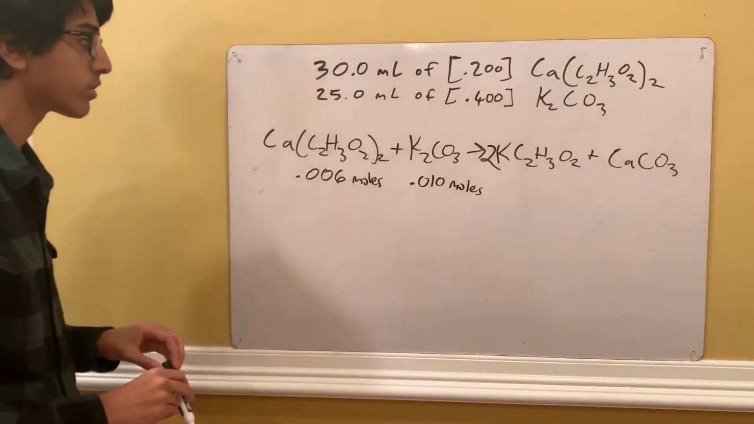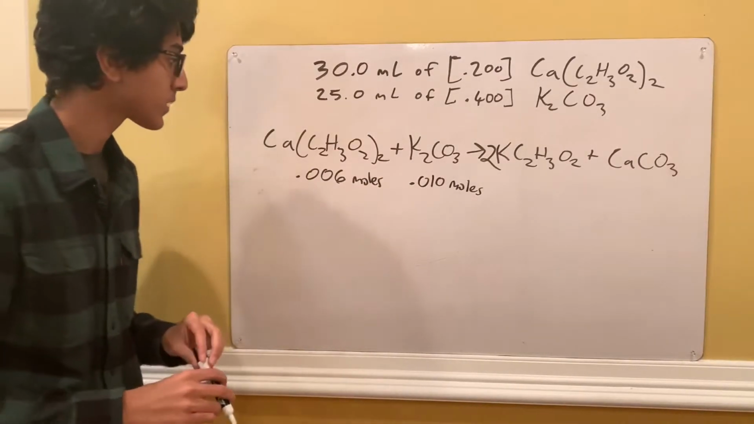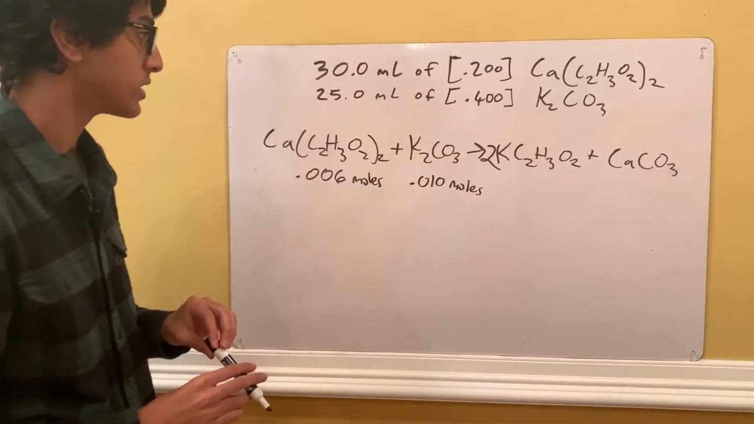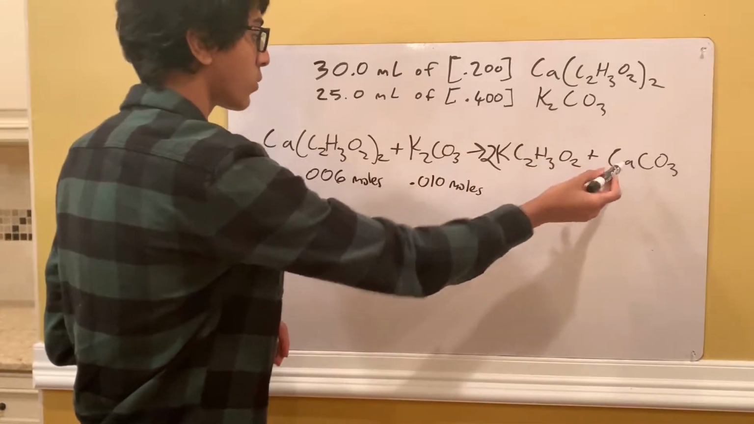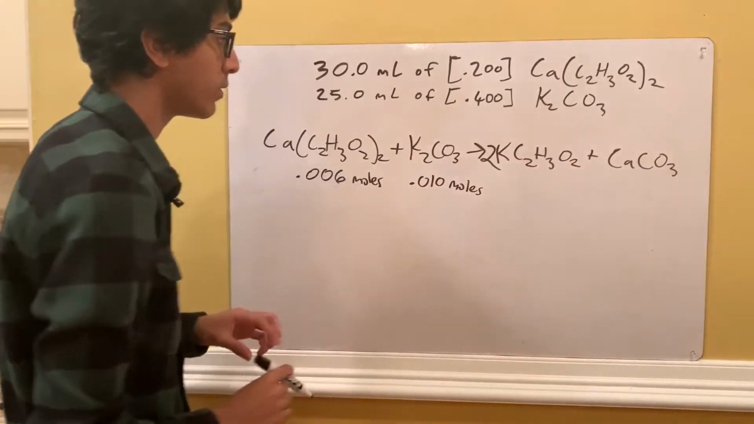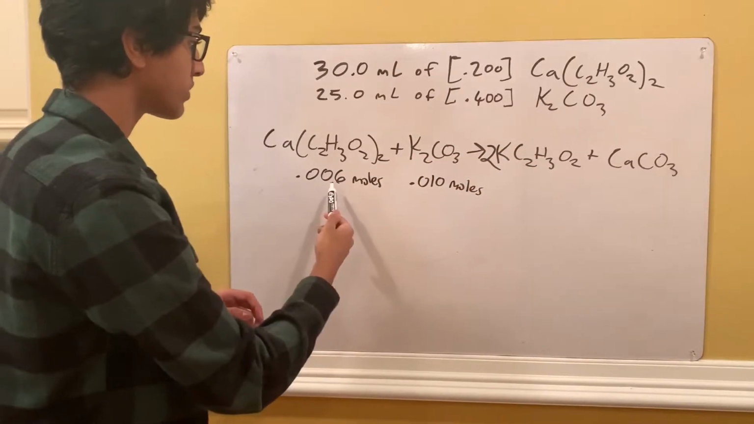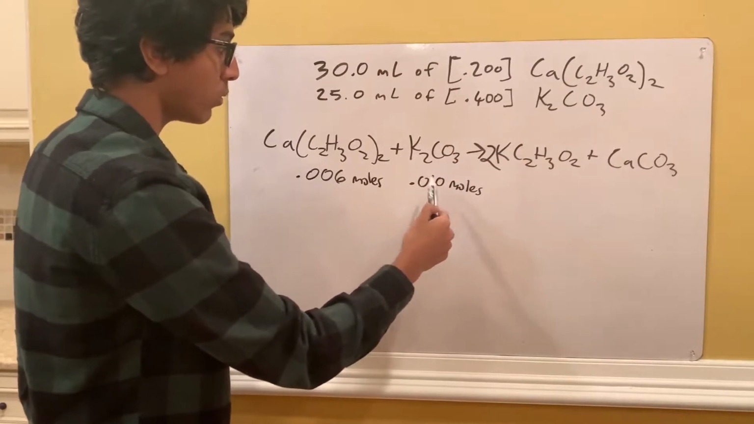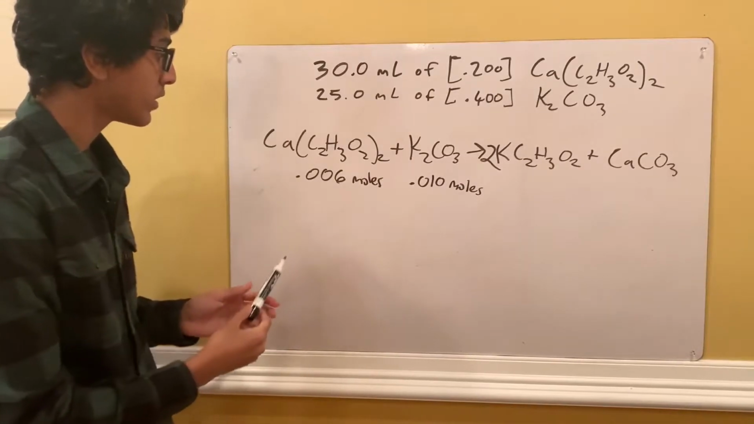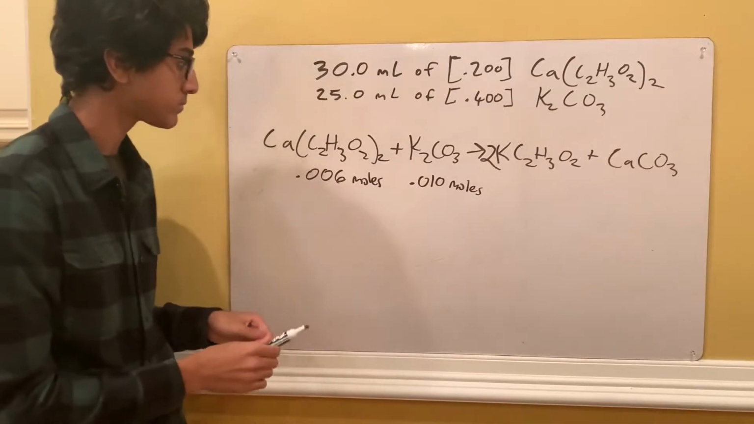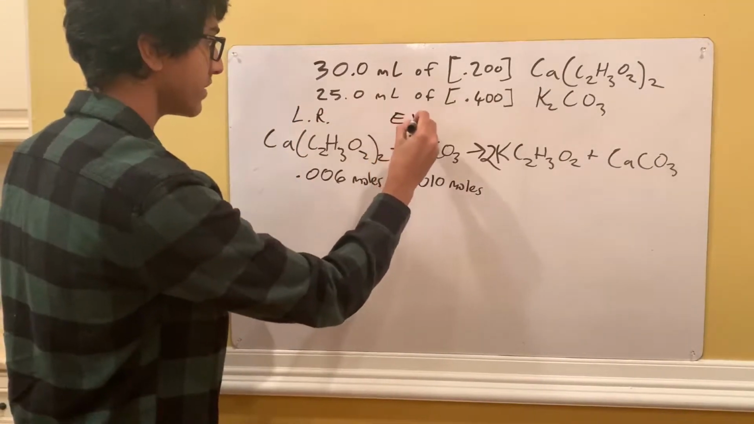Now that we have the moles of the reactants, we need to find out which one is the limiting reactant. We know that the ratio for this to this is 1 to 1, and this to this is 1 to 1 as well. So going from here to there will give the same thing, 0.006 and 0.010. We'll still have less of this no matter what, so we know that this is the limiting reactant, and this is the excess.